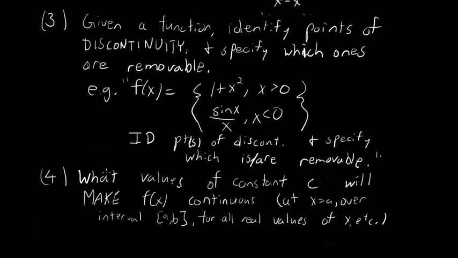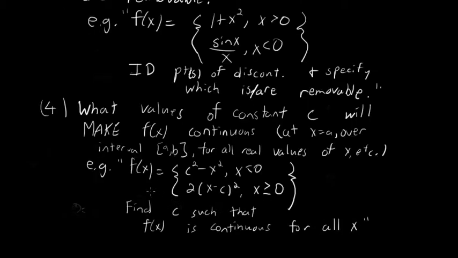Another type of question you might see is what values of some constant c will make f of x continuous? And that could be either at a particular point x equals a, or some interval a, b, and this is just a closed interval. You could be asked an open interval as well. Or you could be asked what value of c will make f of x continuous for all real values of x.